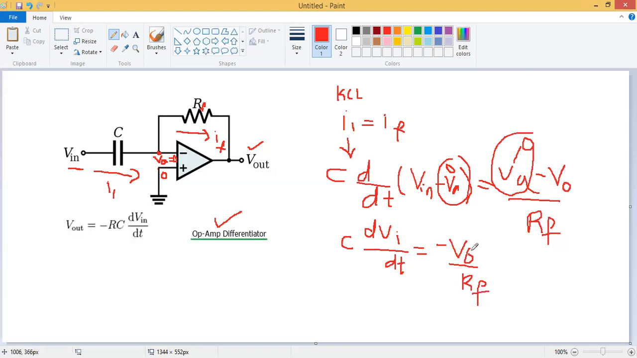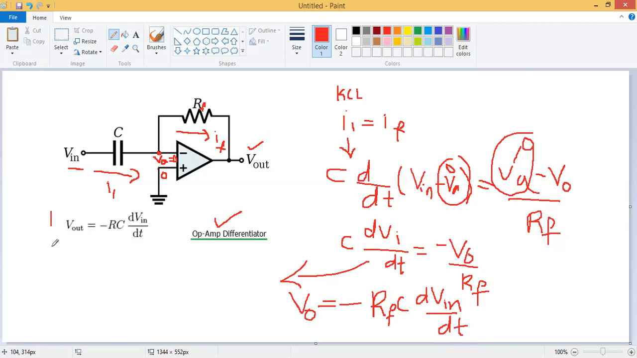Now I am going to write the equation for V naught, the output voltage. So the output voltage V naught equals minus RF into C dV in by dt. This is the output voltage expression for the op-amp differentiator. This is what I proved, the op-amp differentiator. This is our output voltage expression.